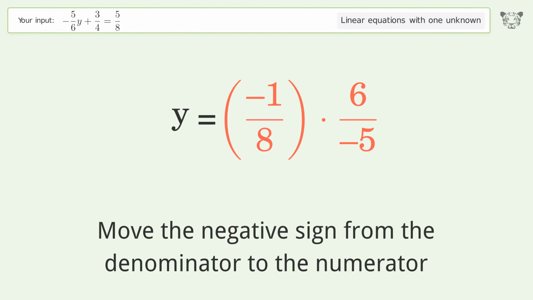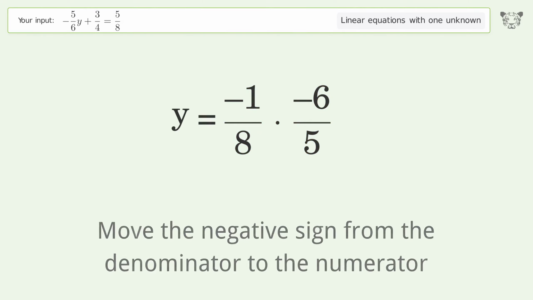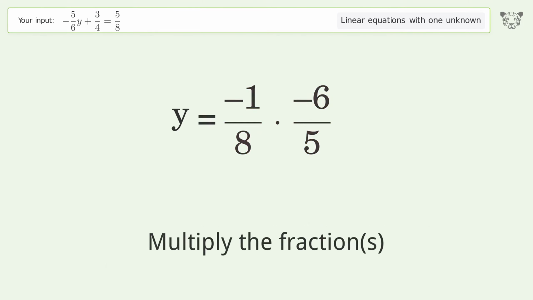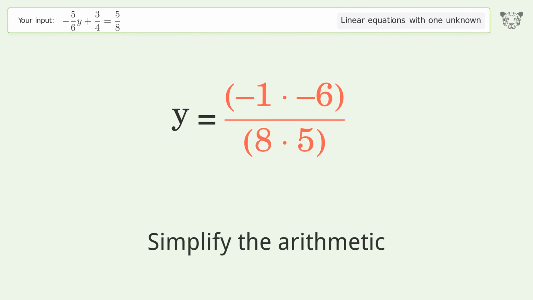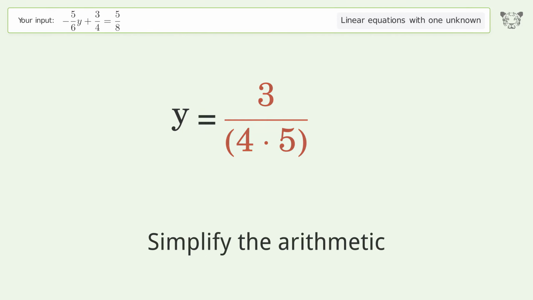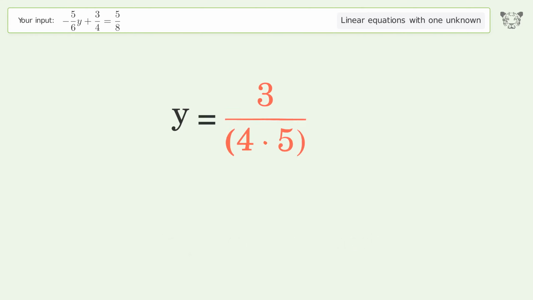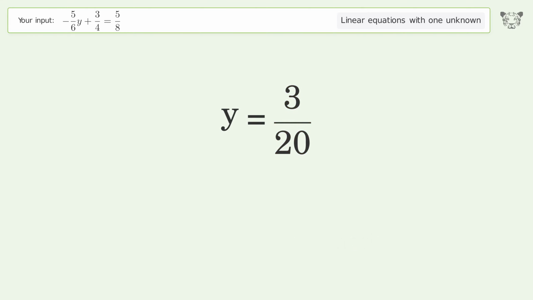Move the negative sign from the denominator to the numerator. Multiply the fractions. Simplify the arithmetic. And so the final result is y equals 3/20.